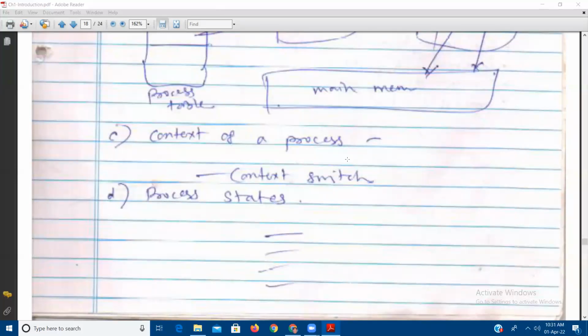So what are the contents? Actually the contents, that is, the process, consist of text, data and stack. And further again it is divided into different types of context called a user level context and system level context.